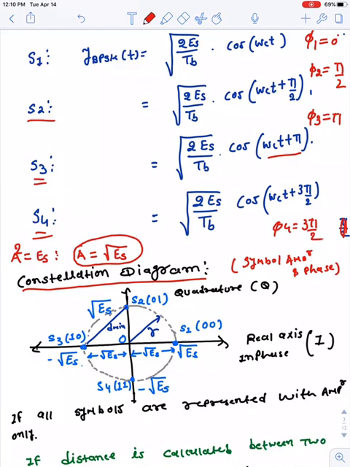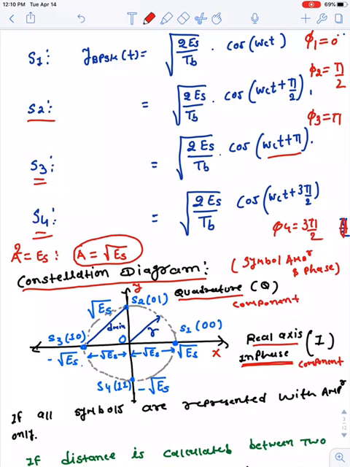Here the x-axis is known as the real axis. This is known as the in-phase component, and the y-axis is known as the quadrature. It represents the quadrature component, which is 90 degrees from the in-phase. So the in-phase and quadrature components are 90 degrees from each other. The y-axis represents the quadrature phase, known as the imaginary axis, and the x-axis represents the in-phase, known as the real axis.